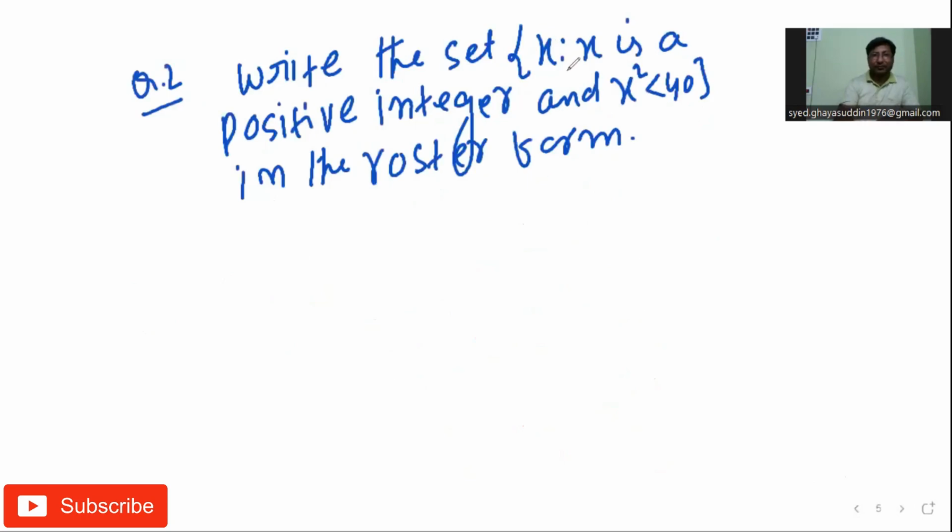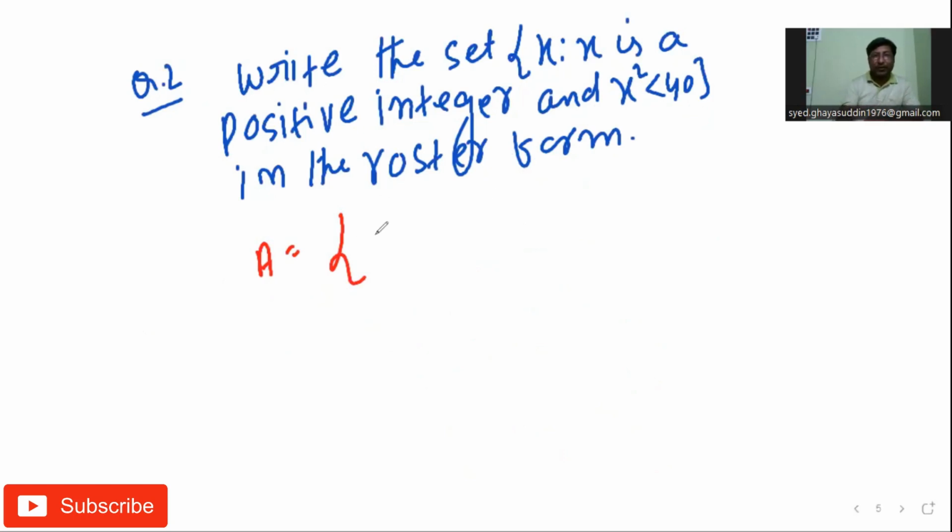Write the set of x such that x is a positive integer and x² is less than 40 in the roster form. You know well what the roster form is? In the roster form, we write all the members with commas in a bracket. So suppose A is a set in roster form, where x is a positive integer. You know what a positive integer is? That is 1, 2, 3. You can say all natural numbers are positive integers.